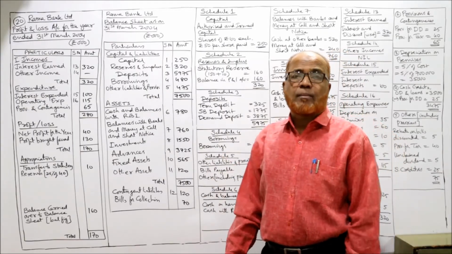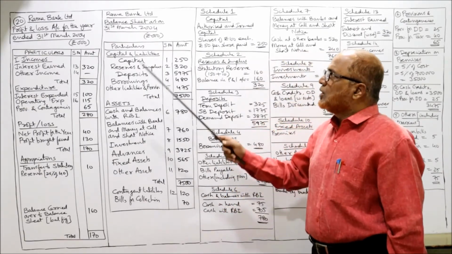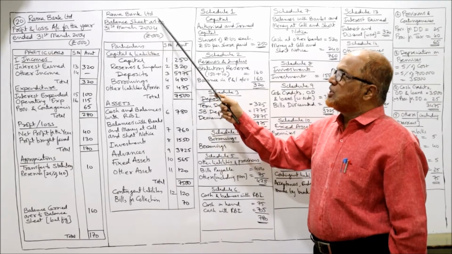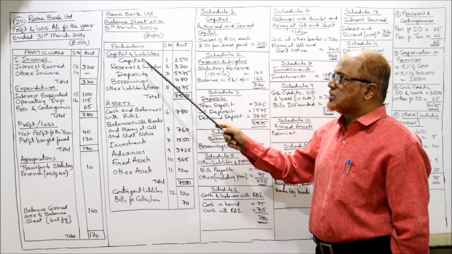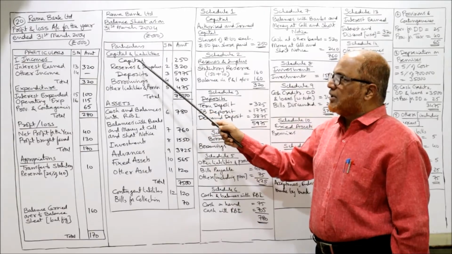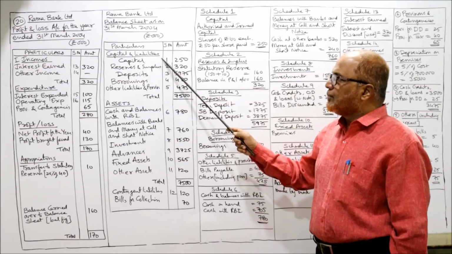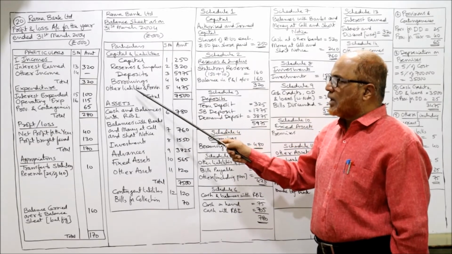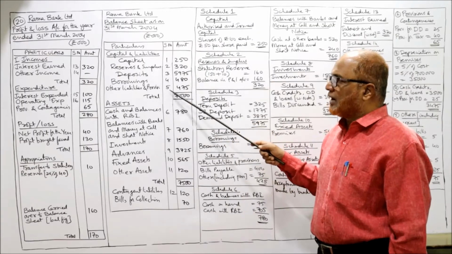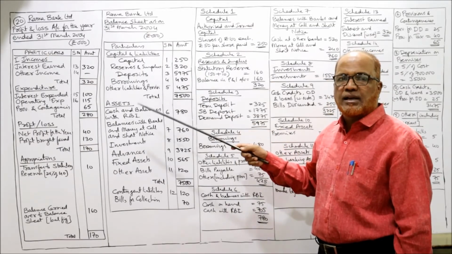Now we'll make a blank format of the balance sheet also. Balance sheet, Rama Limited, balance sheet as on 31st March, rupees in thousands. The particulars: capital and liabilities, capital, note number 1, reserves and surplus, deposits, borrowings, other liabilities and provisions. 1, 2, 3, 4, 5. Five schedules in capital and liabilities.